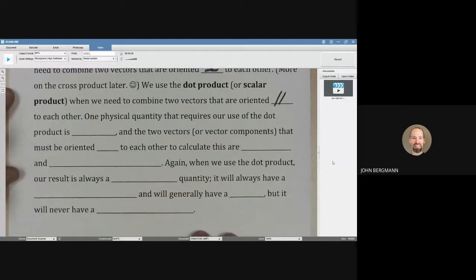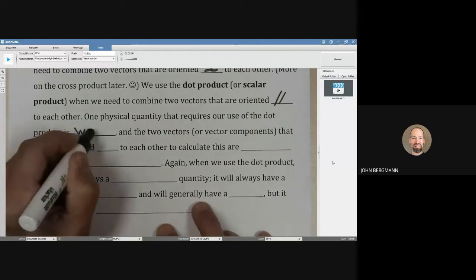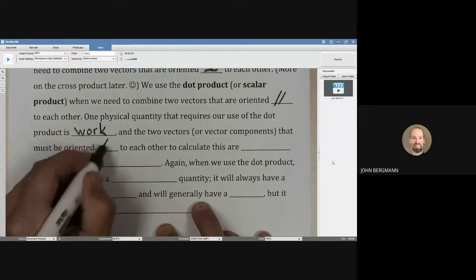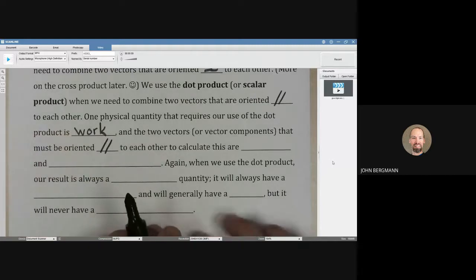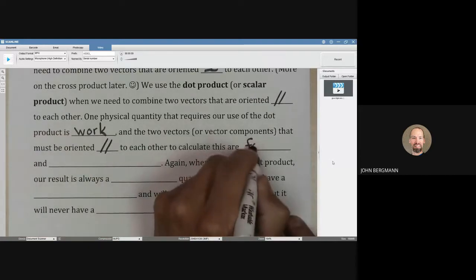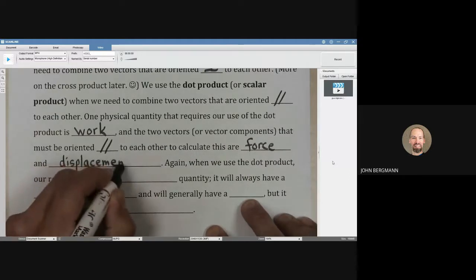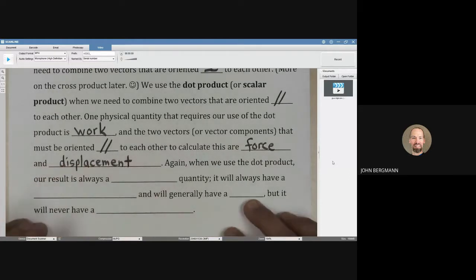One physical quantity that requires our use of the dot product is work. And the two vectors or vector components that must be oriented parallel to each other to calculate this are force and displacement. You might have met this concept in earlier physics studies.